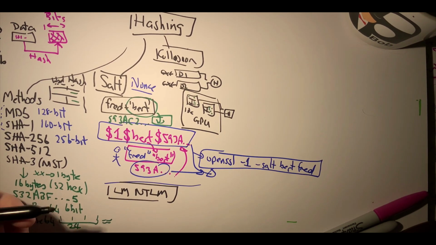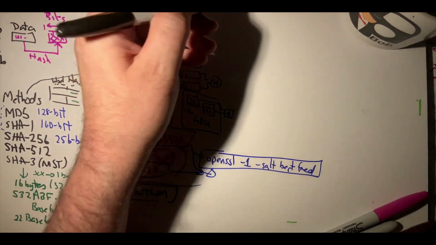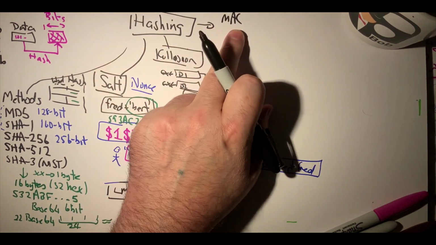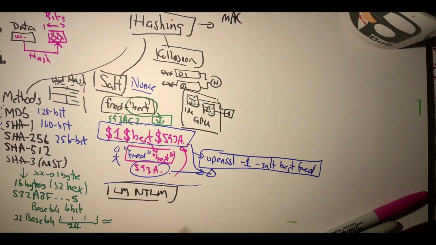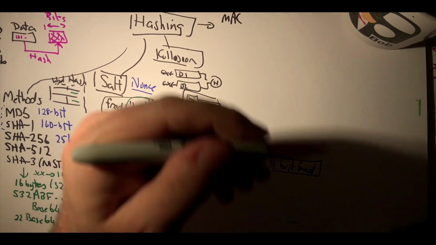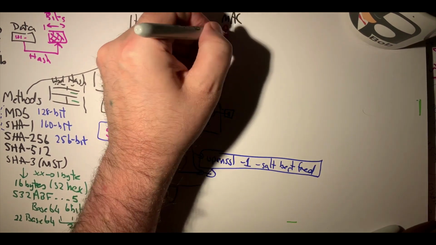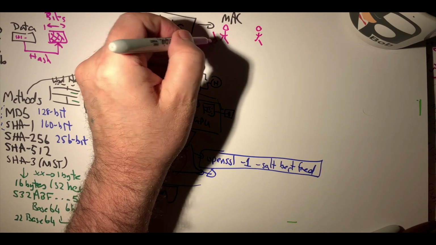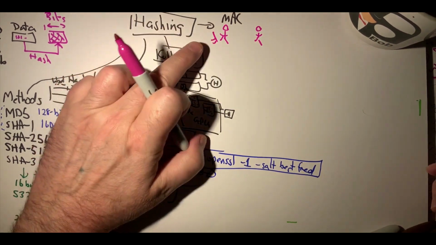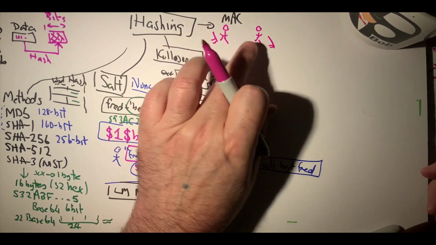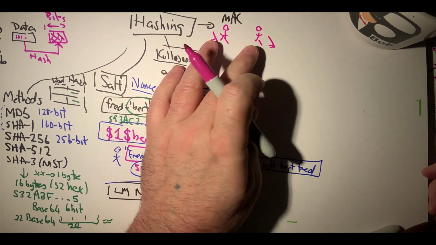Another technique that we can use with our hashes is what's called the message authentication code. With this, let's say we have Bob and Alice again. So here is Bob and Alice. At the start of their conversation, they agree a key, a secret key. And this could be negotiated at the start of the session.